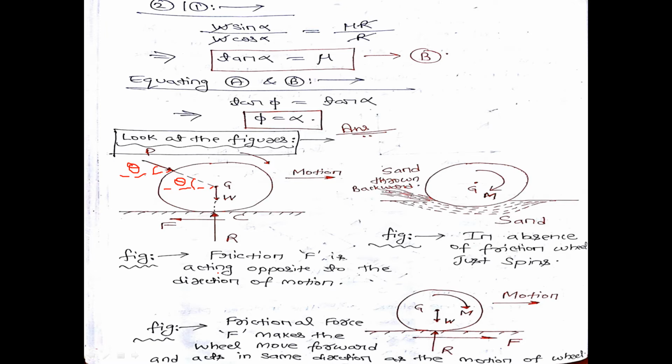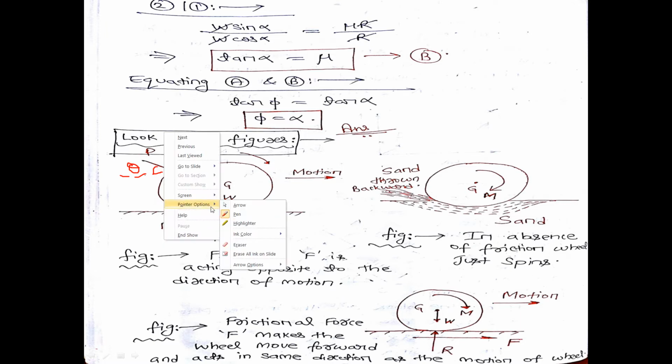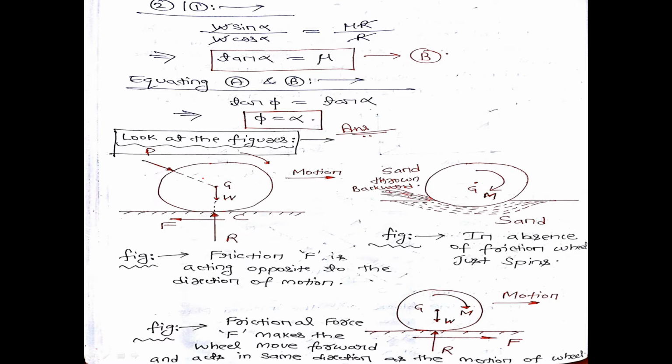Since the ball is in contact with this horizontal surface, the surface will give a normal reaction to this ball in upward direction. That normal reaction is nothing but R. Due to this inclined force P, what is happening? The ball will move in this direction.